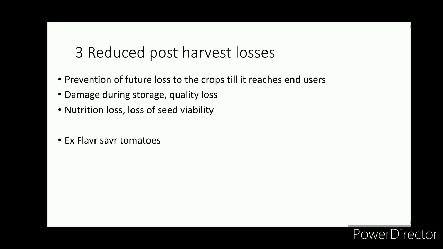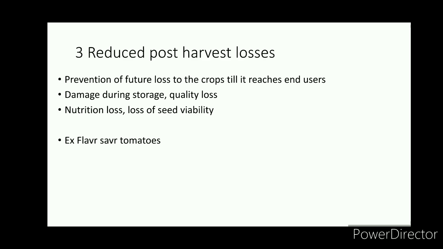Most of the tomatoes will be damaged because of the ripening of the tomatoes. So the delay in the ripening of the tomatoes is possible by genetically modified organisms or genetically modified plants. Delay in the ripening is possible, and those tomatoes which are produced by genetic engineering are known as flavor saver tomatoes. These are genetically modified tomatoes.